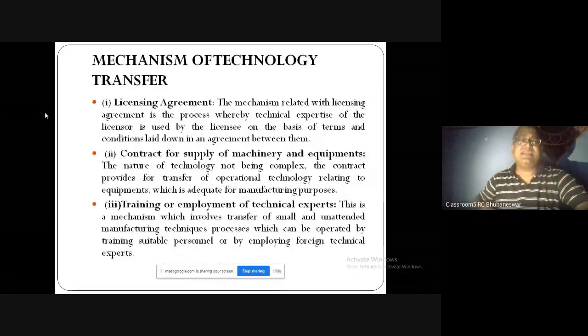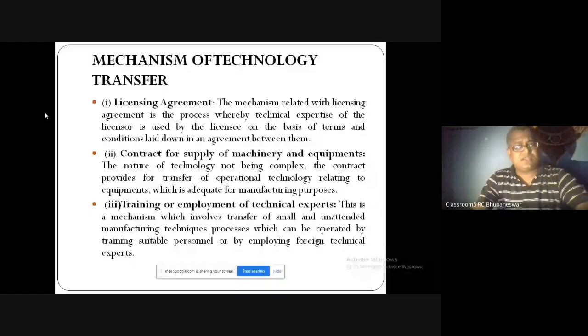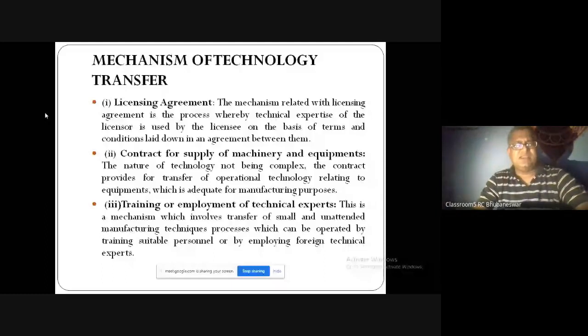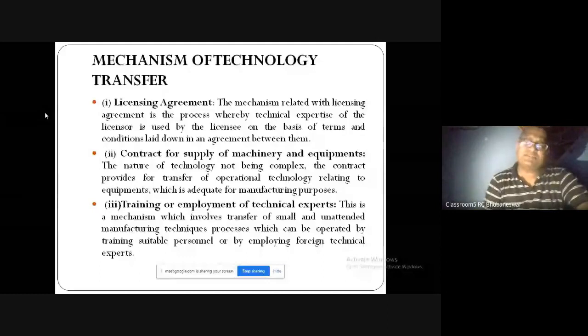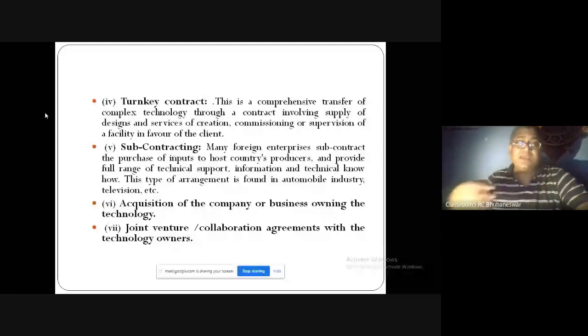If you talk about a licensing agreement, licensing or franchising can be obtained, with technical expertise from the licensor used by the licensee under different terms and conditions. In a contract for supply of machinery, the nature of the technology is not complex. In training or employment, technical experts are there, including foreign technical experts. Turnkey projects mean comprehensive technology, with supervision and supply of designs necessary. How is the new creation of technology possible, and how is it successful?